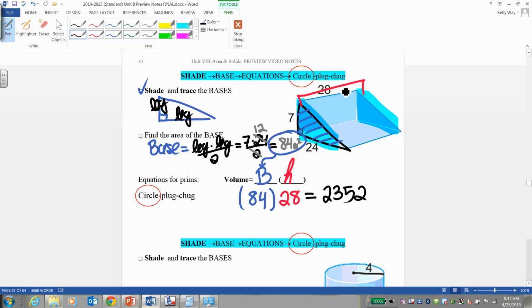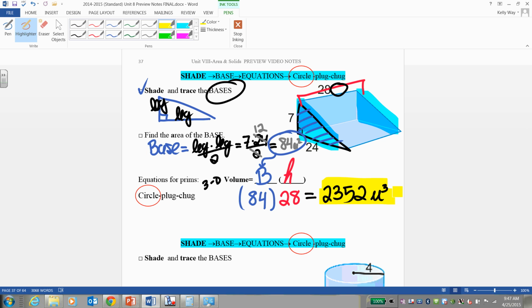You check units, there's no units. So we just write units and volume. Volume is 3D. We're dealing with volume, it's three-dimensional. So now we're using units cubed. Congratulations, you just did your first volume equation.